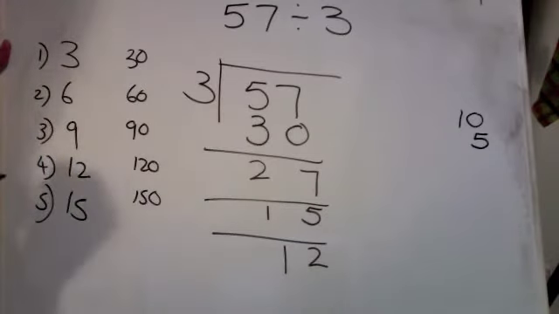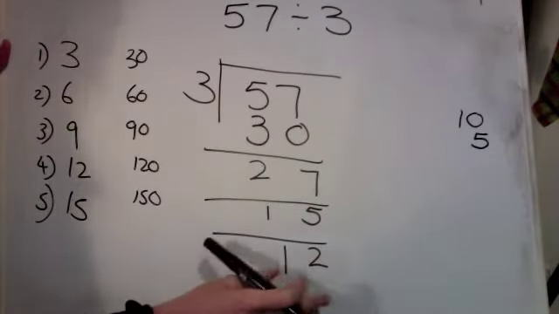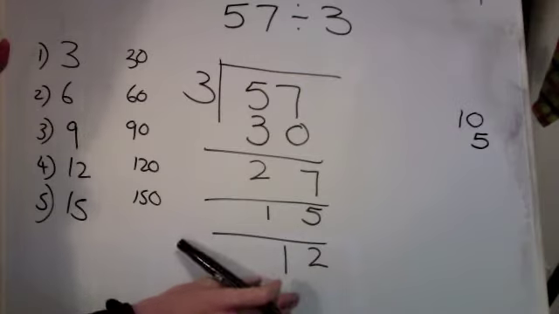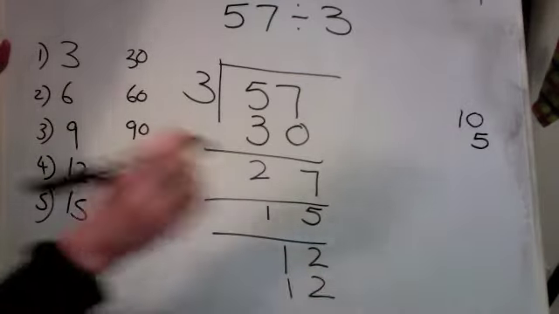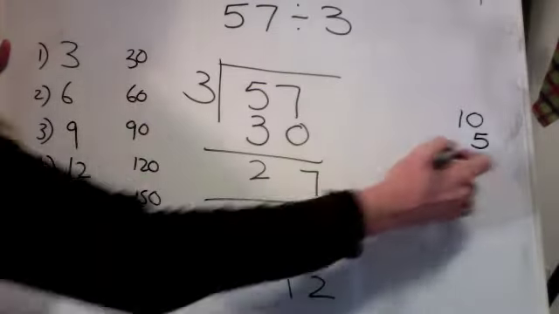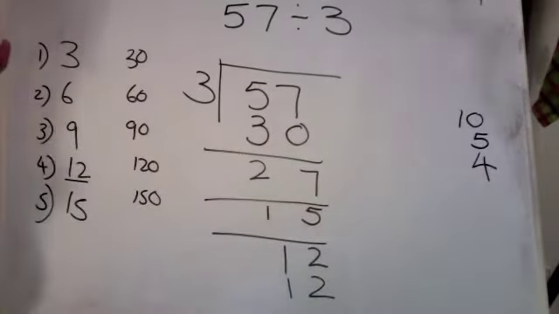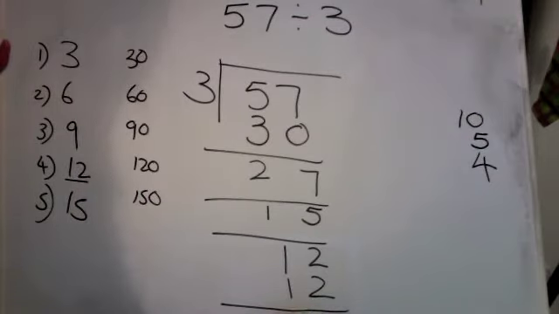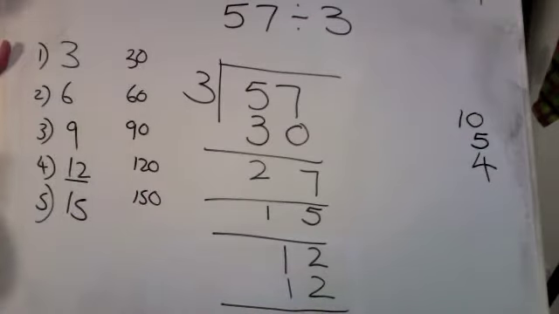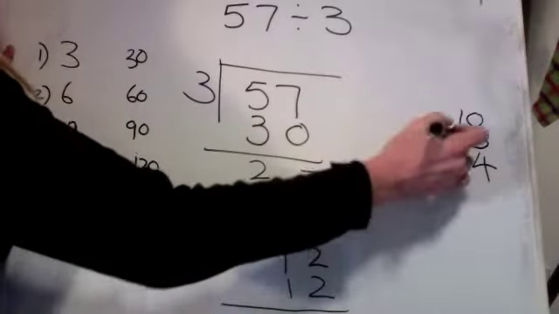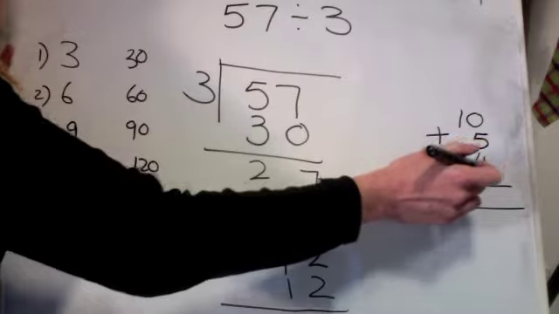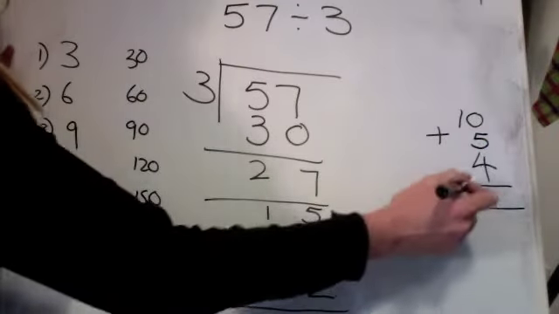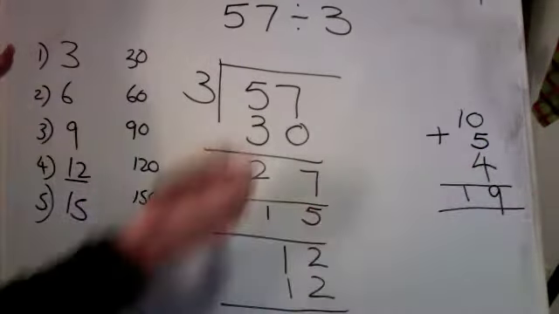I've got 12 remainder. I'm looking for a number as close to 12 as possible without going over. And I've got 12 there. To make 12, I use 4 times 3. What's the remainder? Well, 12 take away 12 is nothing, so I've finished. Add up how many 3s I've used. 10, 15, 16, 17, 18, 19. The answer is 19.